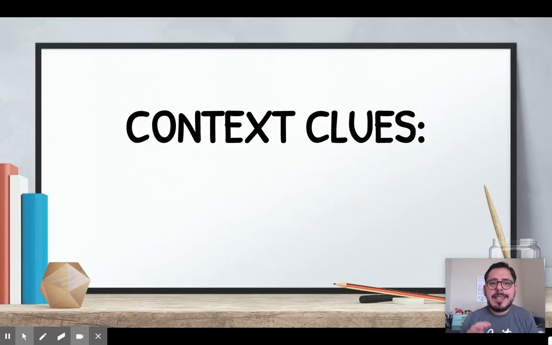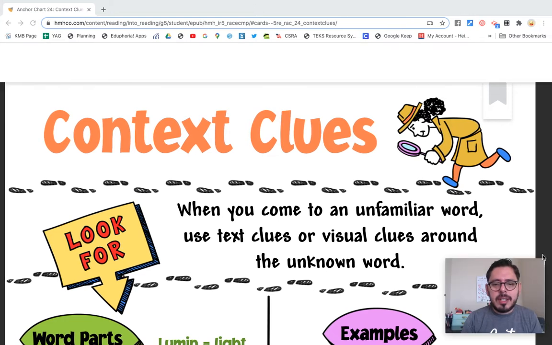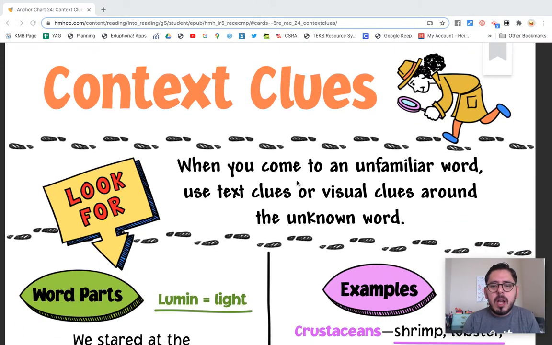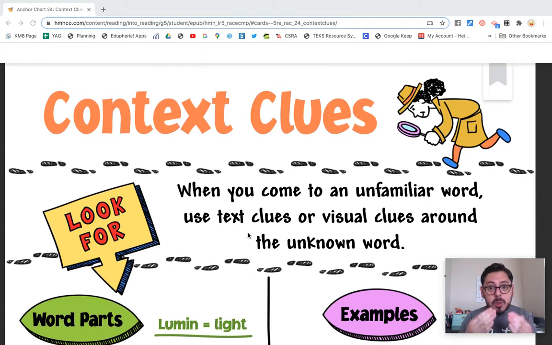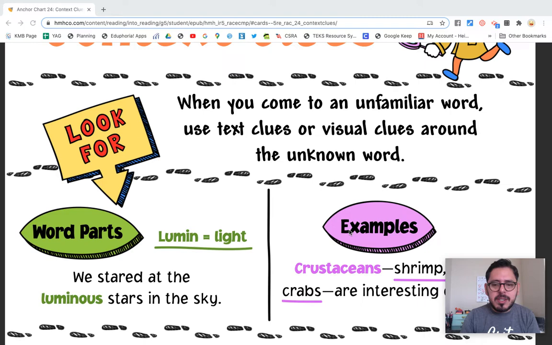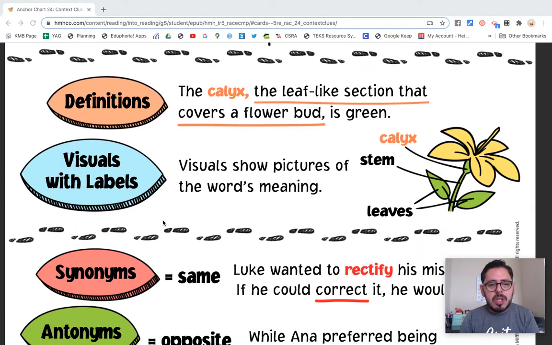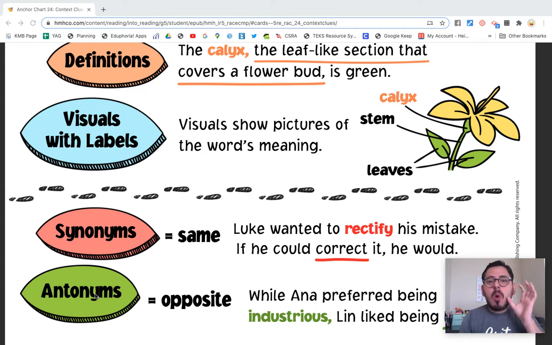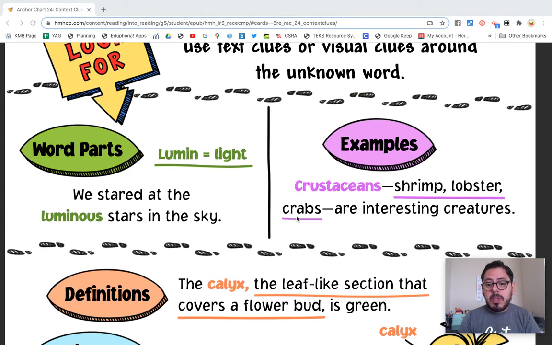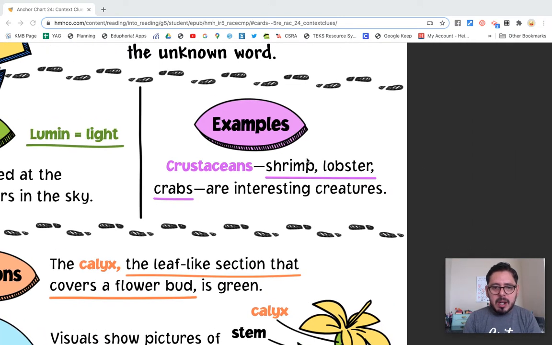First of all, let's get to know the context clues. What are context clues? Whenever you come to an unfamiliar word, you use context clues or visual clues around the unknown word, and that's going to help you understand it a little bit. There are different types of context clues. We have word parts, examples, definition, visuals with labels, synonyms, and antonyms. And those are all great. But for today, we're going to focus on the one that is called examples, which is the one right here.